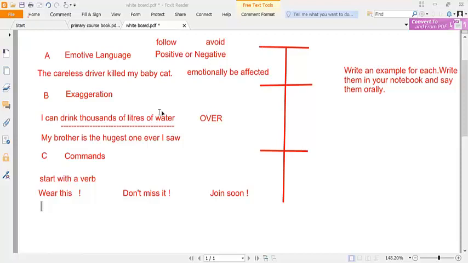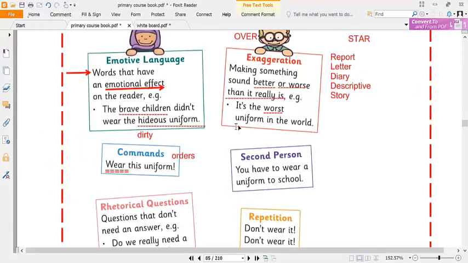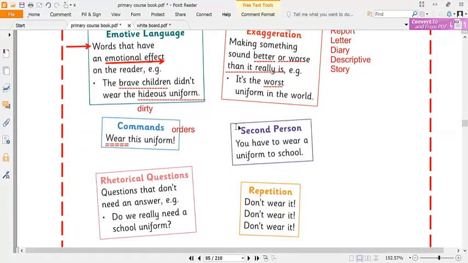Okay, let's go back to continue the other techniques for persuasive language: how to make your advert, your letter, your speech stronger and more persuasive. The second person means using you. Always say you or your. Second person means when you use the pronoun you or your.